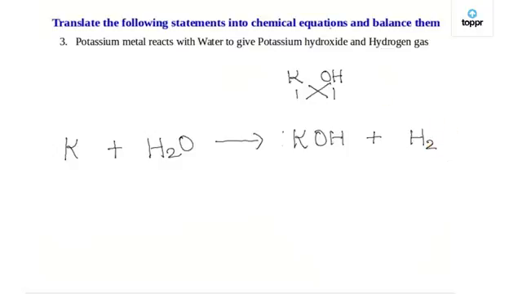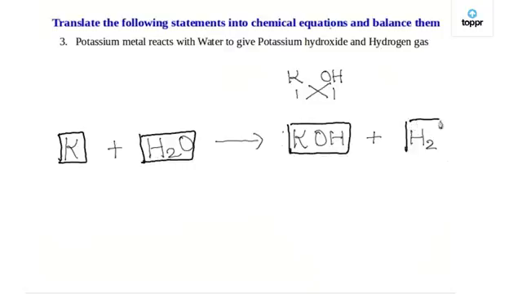Okay, now the next thing is balancing this equation. For that, the first thing is we have to draw boxes around the formulas of reactants and products so that we do not alter any original formulas. Now for balancing, we choose the element which has the maximum number of atoms. Here hydrogen is 2. So let's balance hydrogen.